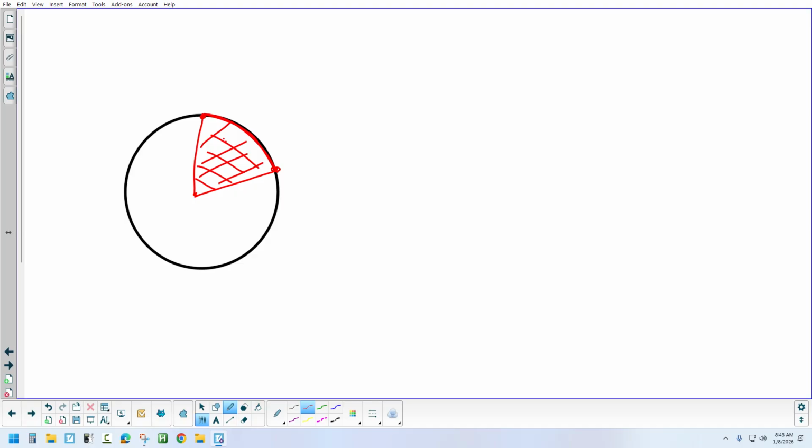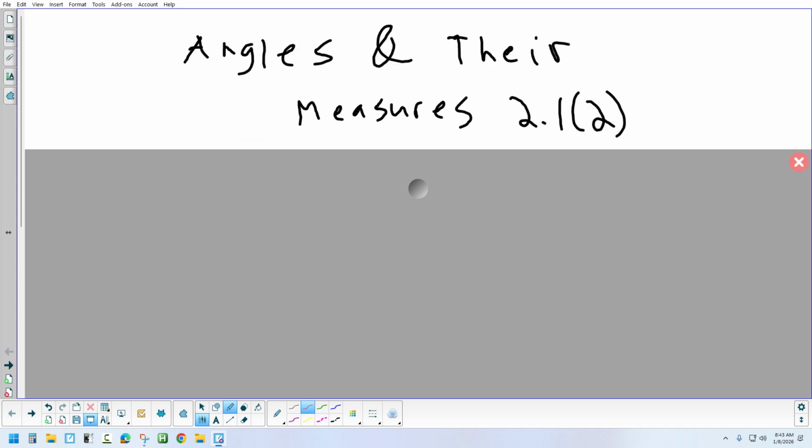Both of the formulas that we use today are going to be in radians. So if we have a problem where they give us an angle in degrees, the first step is to change it to radians. All right, so this is 2.1 part 2.